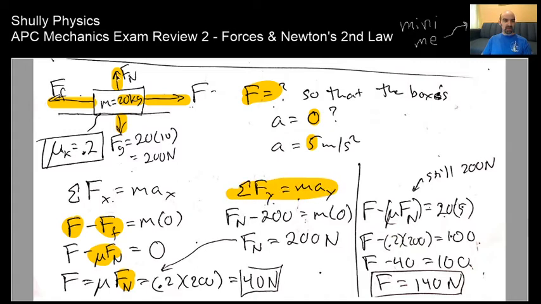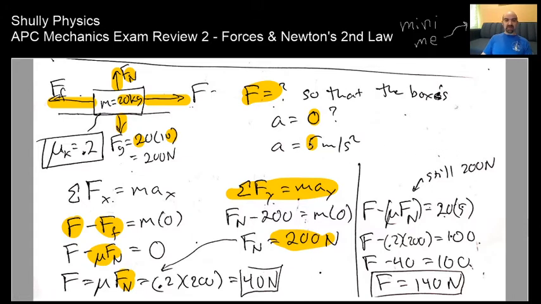Here I have normal force up minus the weight down, and the weight is 20 kilograms times 9.8 or times 10. So normal force minus 200 is 0, so the normal force is 200 newtons. And that's what we plug in down here, mu times the normal force gives us 40 newtons of friction.